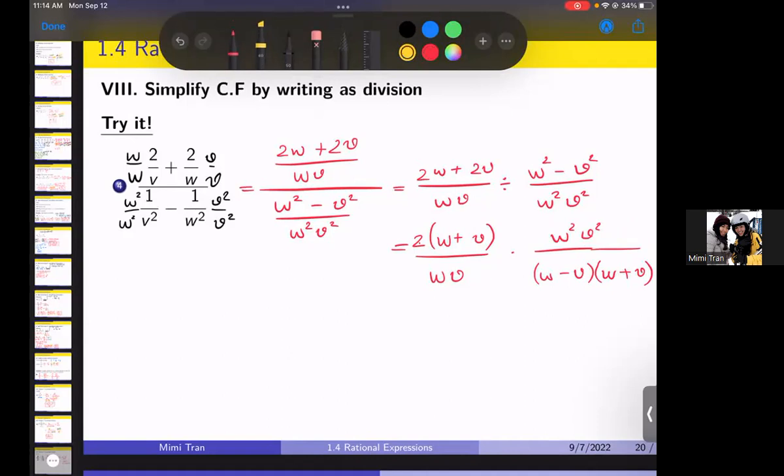All right, simplify. This with this. What else? Yeah, this one and one of this, right? So what's left is 2WV over W minus V. That's it. Yeah.